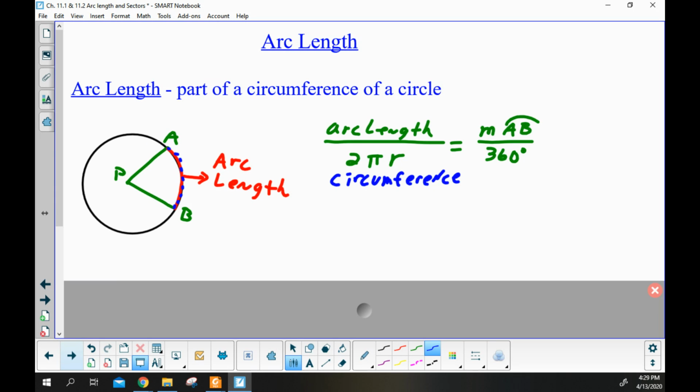Another way you could rearrange it is that arc length is equal to the measure of the arc over 360 times the circumference. If we're just doing basic arc length, you can use that formula as well.